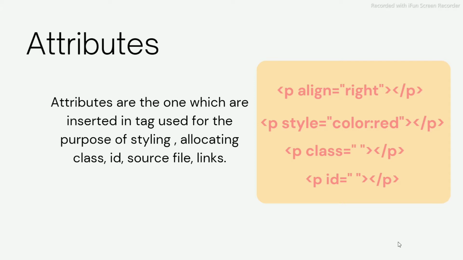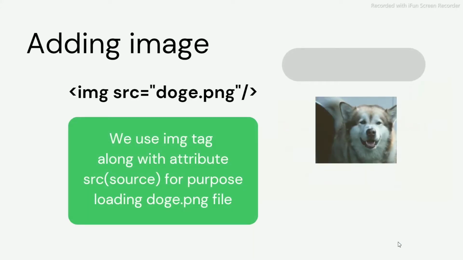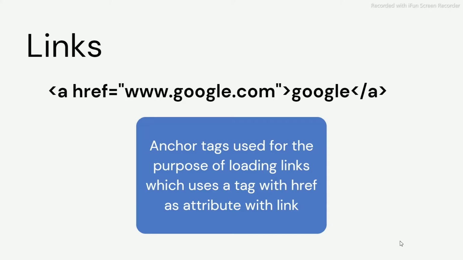Now we have another attribute which has the name source. This source is used for the purpose of embedding the file or the photo. It is in the form of .jpg, or we have .gif, as well as .png. Now we can have a look at how we can embed the image in it. For the image, we use the tag img with this attribute src, which means the source, and we put the file link in it so that it can load the file in the web browser.